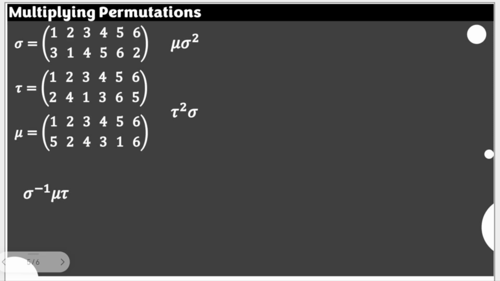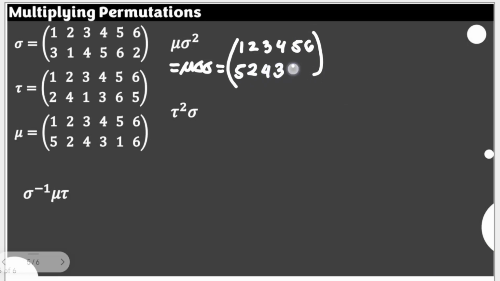Now let's start with the first here, because we might have a very lengthy discussion since the third example here involves a certain inverse. So let's have the mu times sigma squared. Of course, sigma squared means we'll just have mu times sigma times sigma. That would mean we will have our mu. So our mu is 1, 2, 3, 4, 5, 6. So the mapping is 5, 2, 4, 3, 1, and 6.